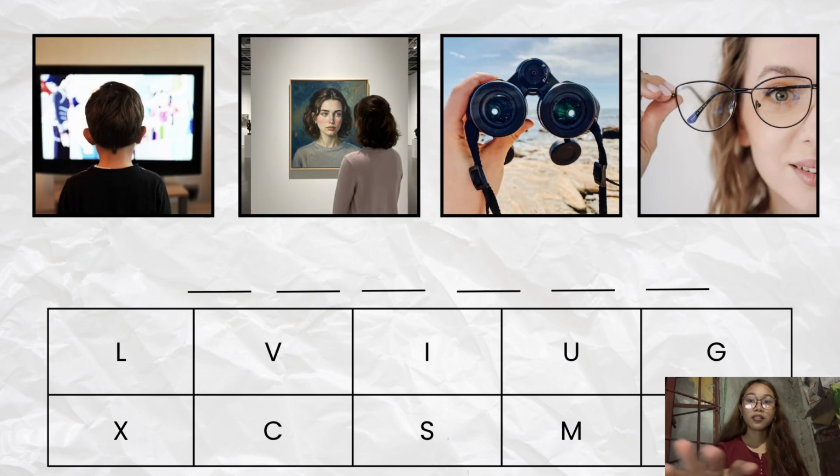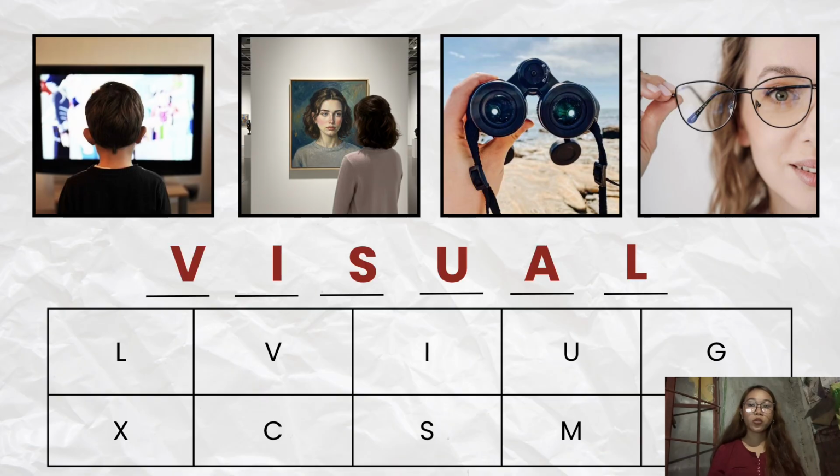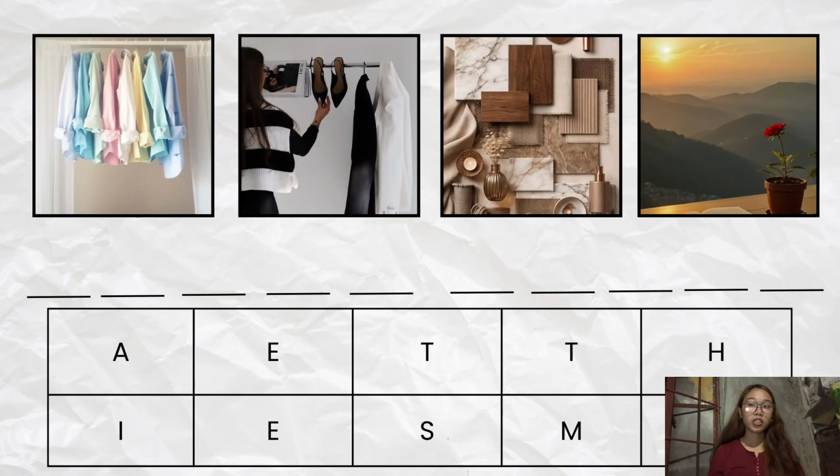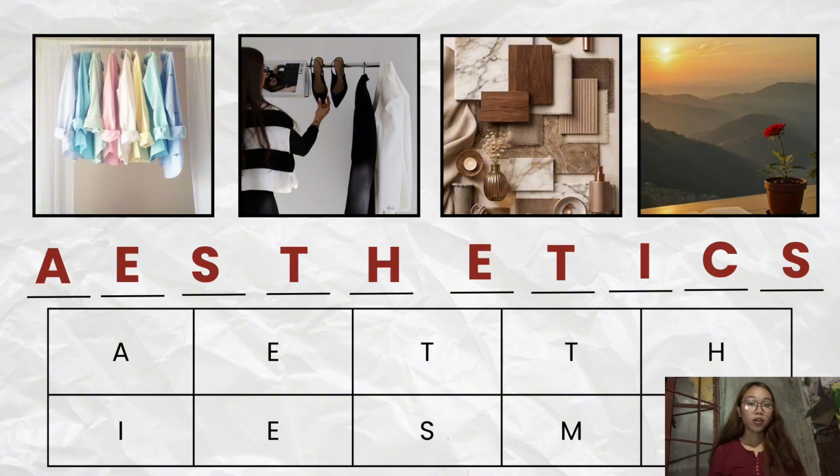Next images, what do you think these images represent? Okay, the correct answer is visual. And lastly, what do you think these images represent? And the correct answer is aesthetics. That's all for our icebreaker. Thank you for participating and let's now proceed to the next activity.